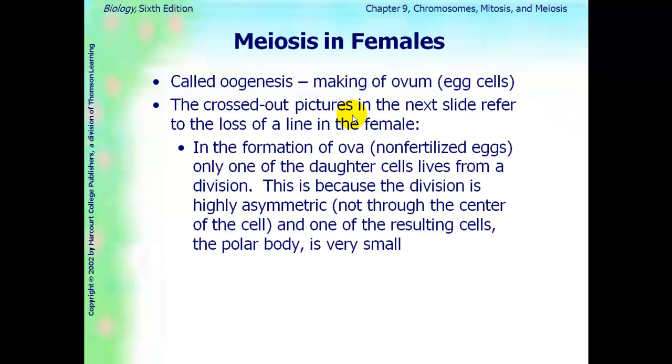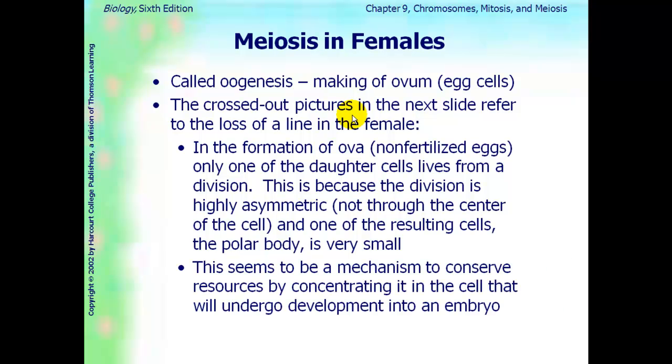In the formation of these non-fertilized eggs, only one of the daughter cells is actually going to live from a division. This division of meiosis in females is highly asymmetric. It's not even. And one of the resulting cells, the polar body, is very small. So there is a mechanism to conserve resources by concentrating it into the cell that will undergo development into the embryo. So basically for a female, we want an egg to survive. So they put all the nutrients into one cell, so at least they'll know that that cell will survive and then the other ones won't.